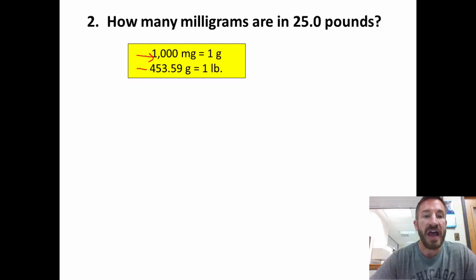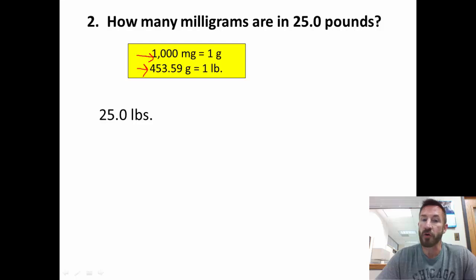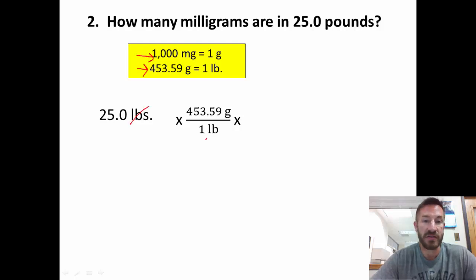The next one you look at is a relationship between the English and the metric unit. There's 453.59 grams in a pound. This means we're going to have two steps to this problem. So first we're going to start with pounds, and now we want to convert pounds to grams. Now to do that, we know pounds needs to go at the bottom and grams need to go at the top. So that allows pounds to cancel out.